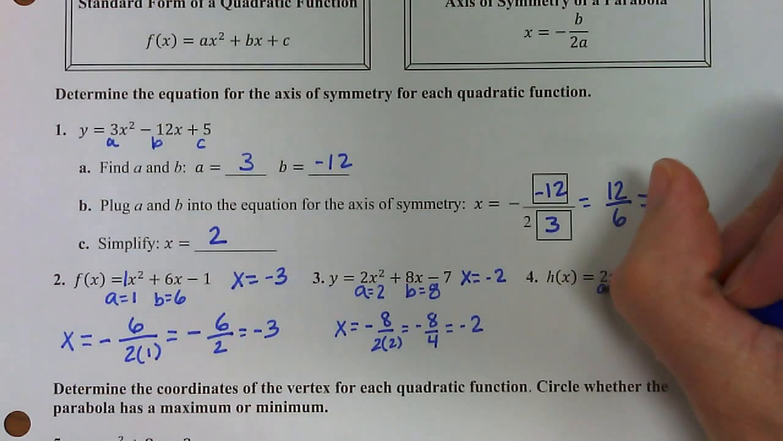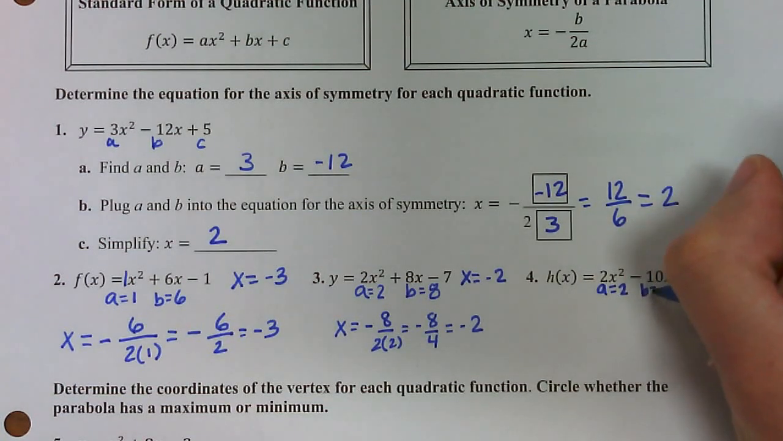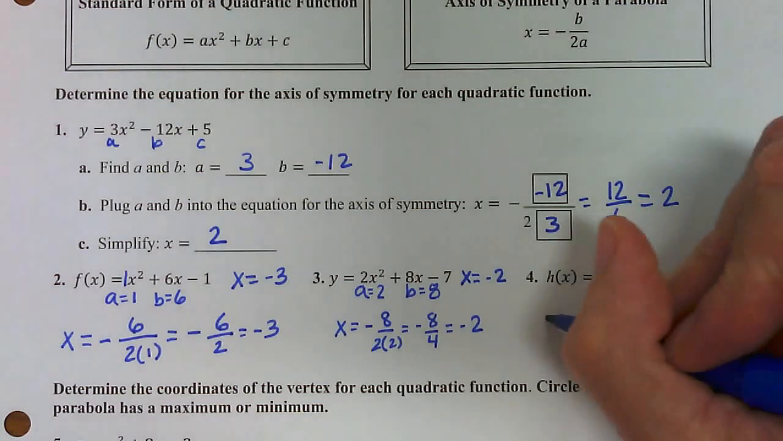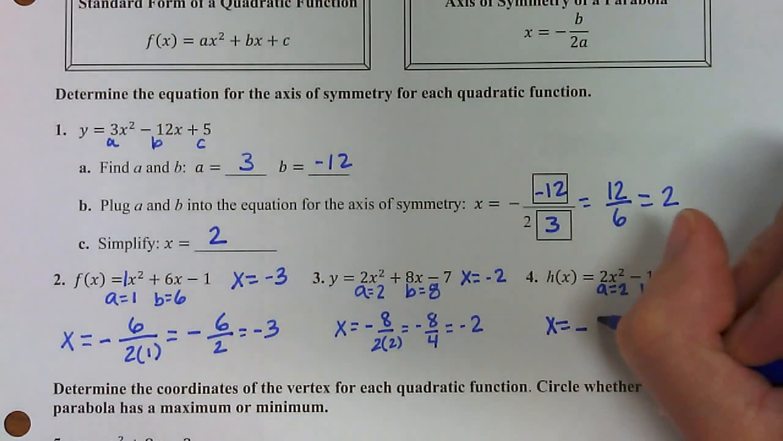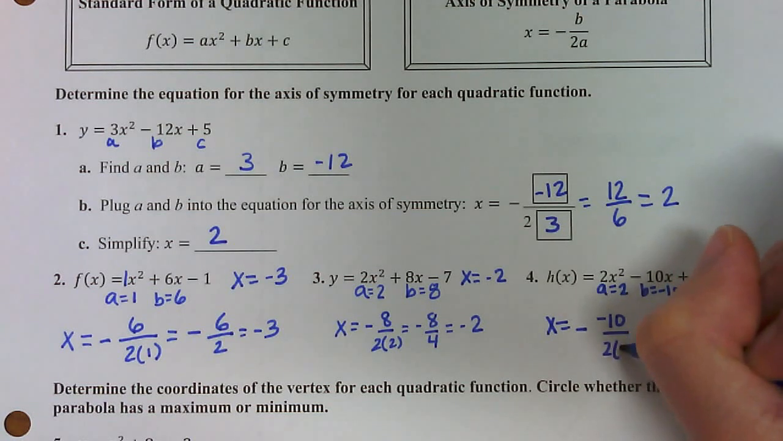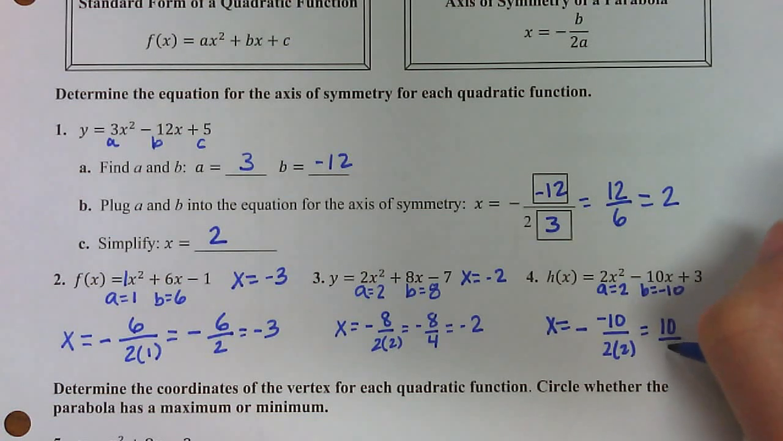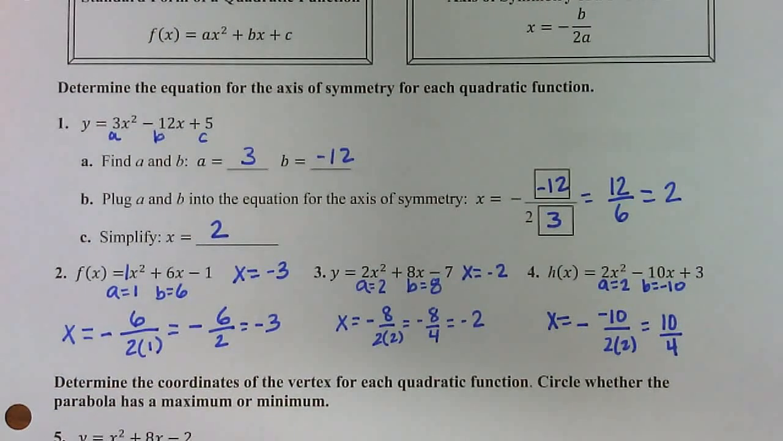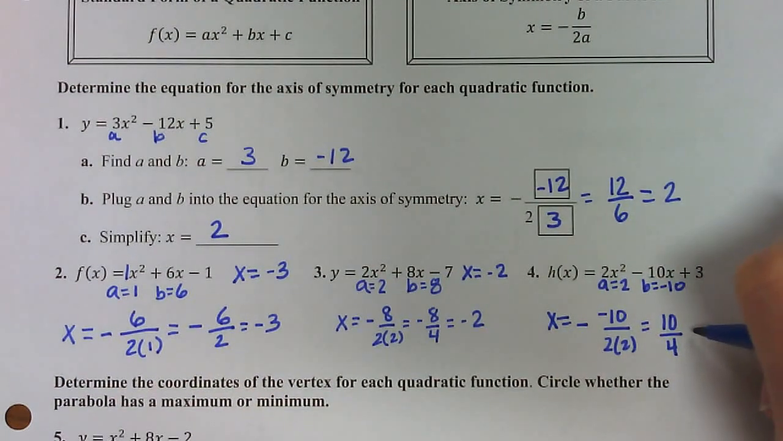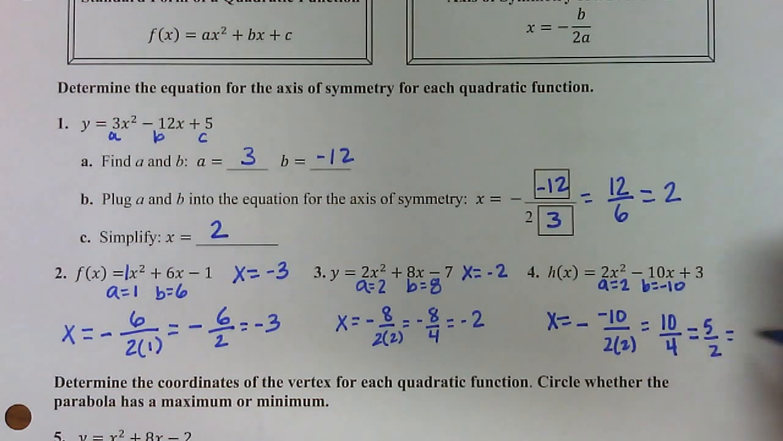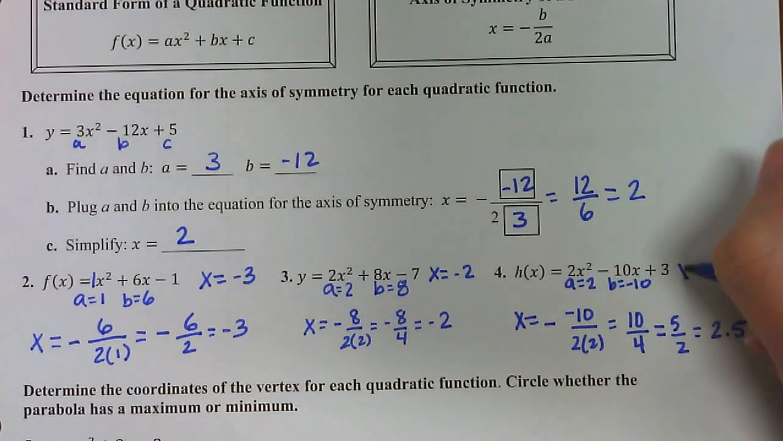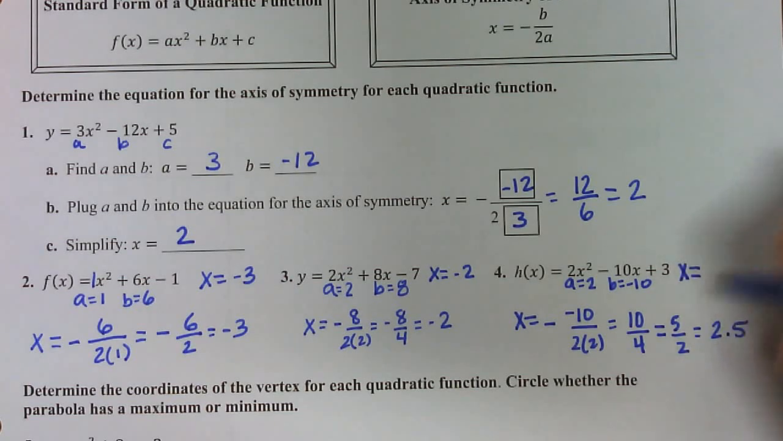Number 4, a is going to be 2, b is going to be negative 10. So x equals negative 10 over 2 times 2. Since I have that double negative, it's going to become a positive, and I have 10 over 4. 10 over 4, I'm just going to simplify to 5 over 2, or I could change it to a decimal, and it's 2.5. Either way is okay. So I could either write 5 over 2, or I could write 2.5.